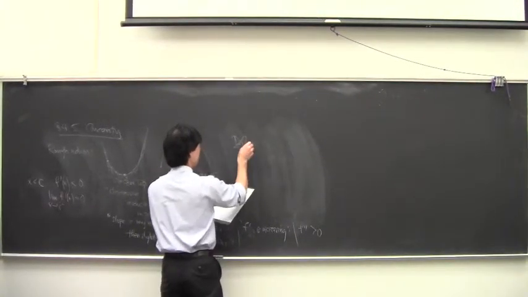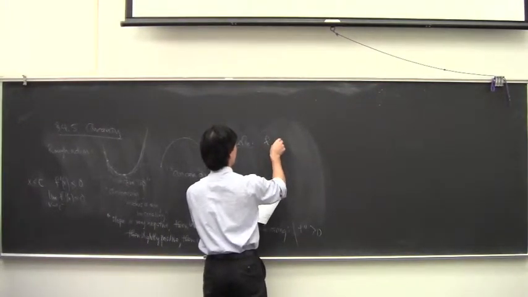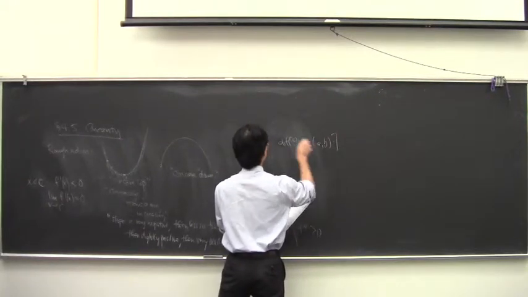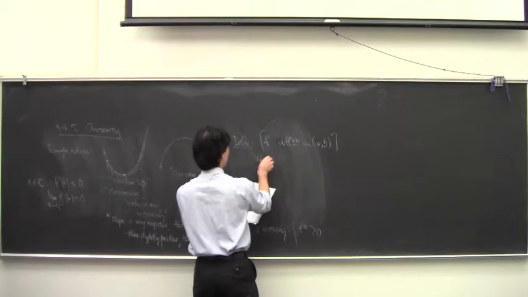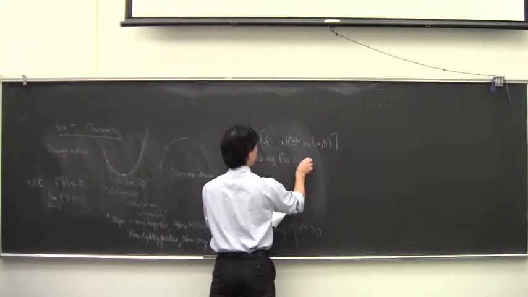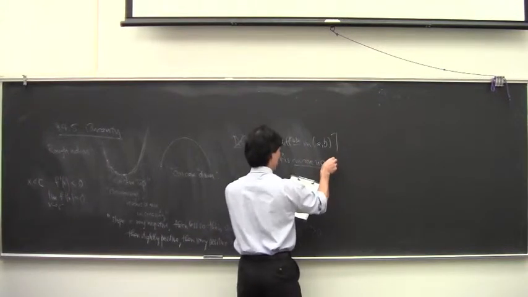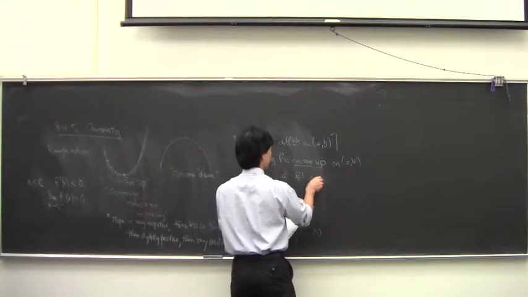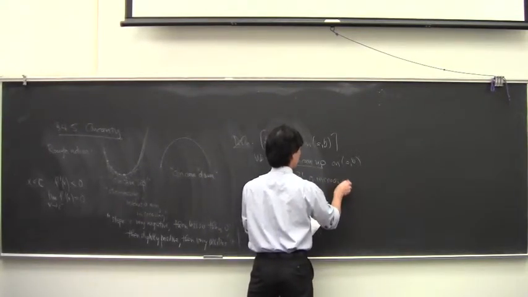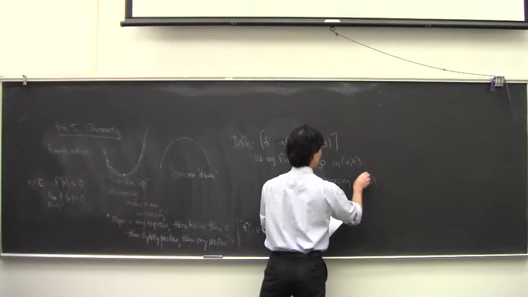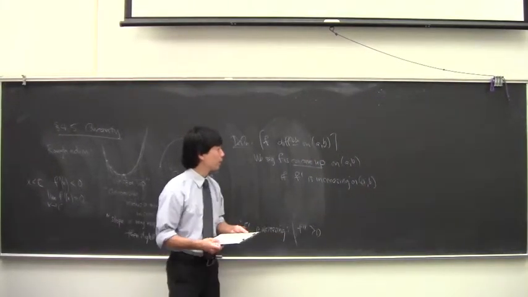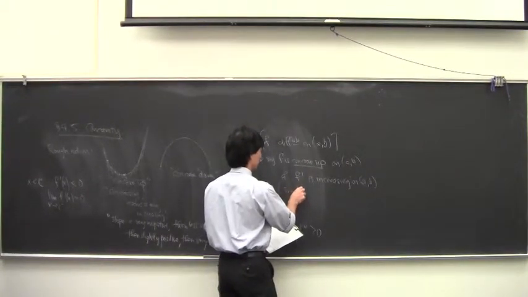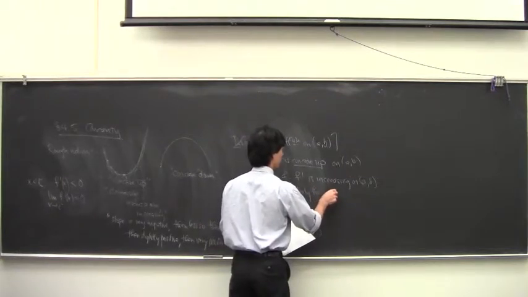Here's the definition. If you have a differentiable function on AB, we say f is concave up on AB if f prime is increasing. And we say f is concave down if f prime is decreasing. So similarly for concave down.